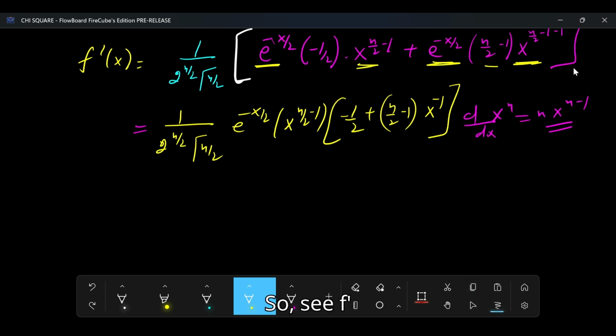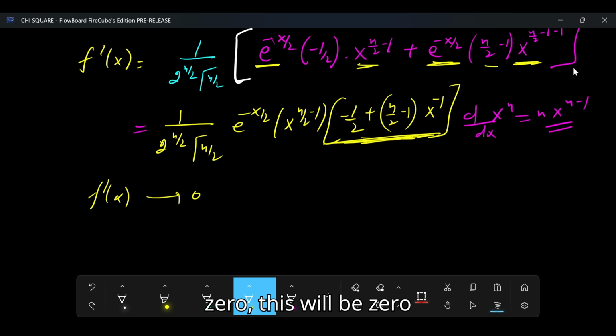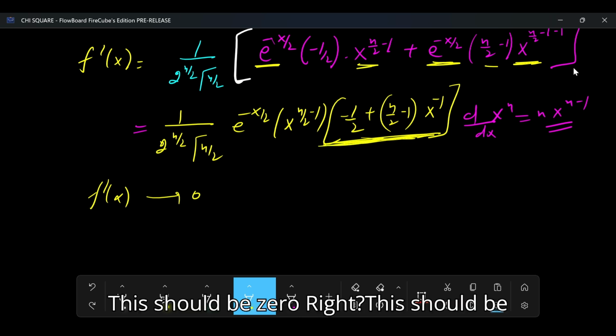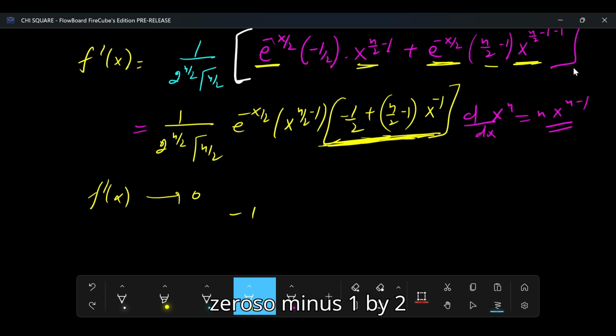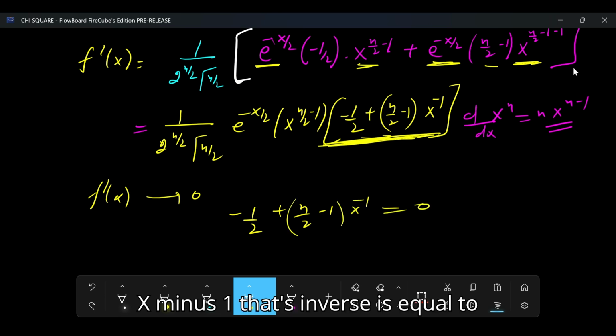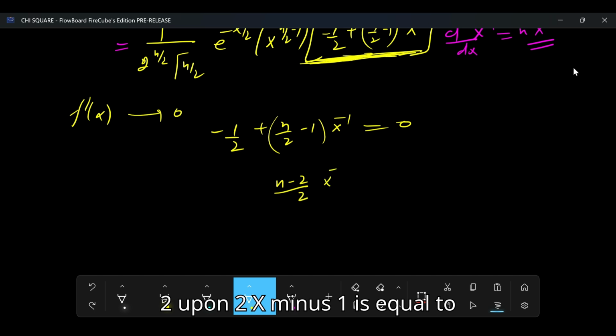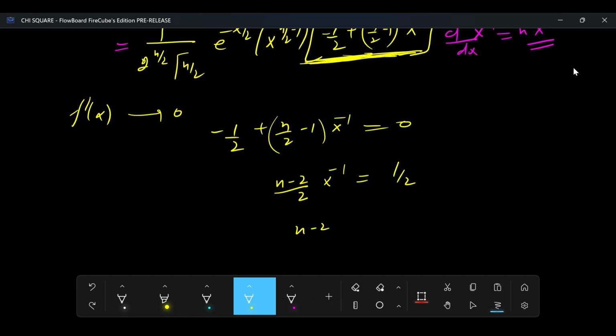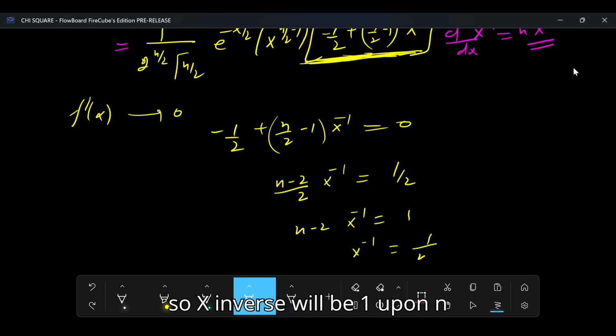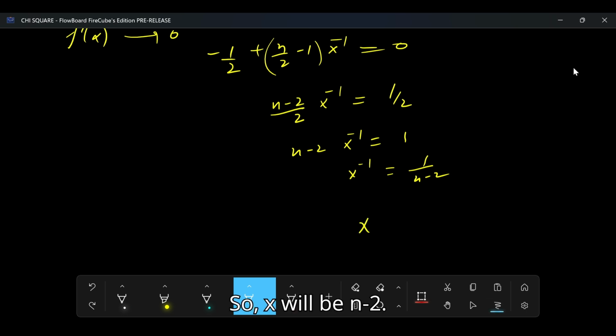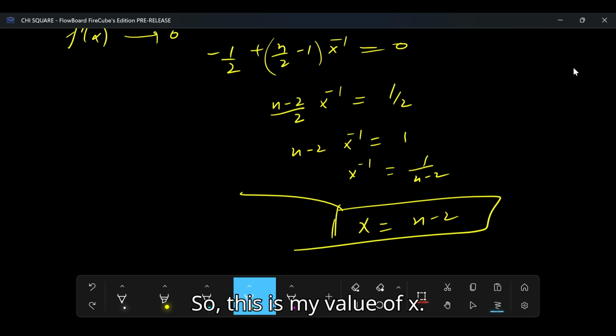So see, f dash x will be 0 when this will be 0. When this will be 0, this will automatically be 0. This should be 0, right? So minus 1 by 2 plus n by 2 minus 1, x minus 1, that's inverse, is equal to 0. So n minus 2 upon 2, x inverse is equal to 1 by 2. So n minus 2, x inverse is equal to 1. So x inverse will be 1 upon n minus 2. So x will be n minus 2. So this is my value of x.